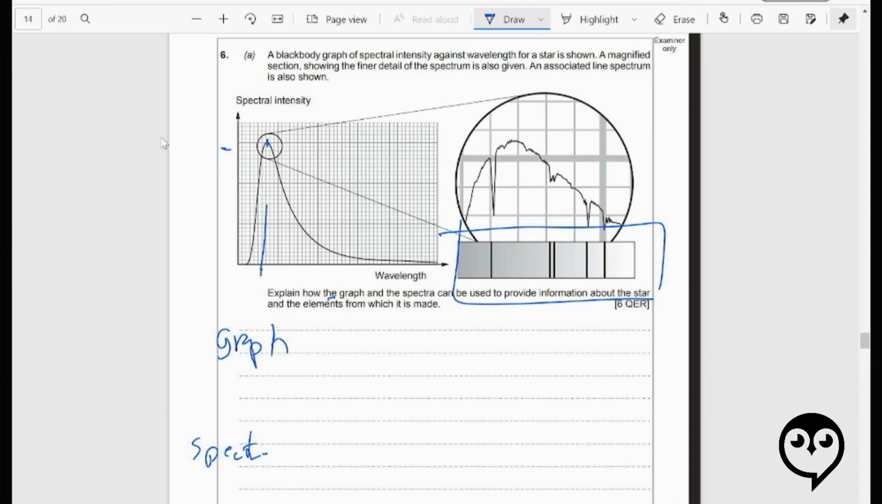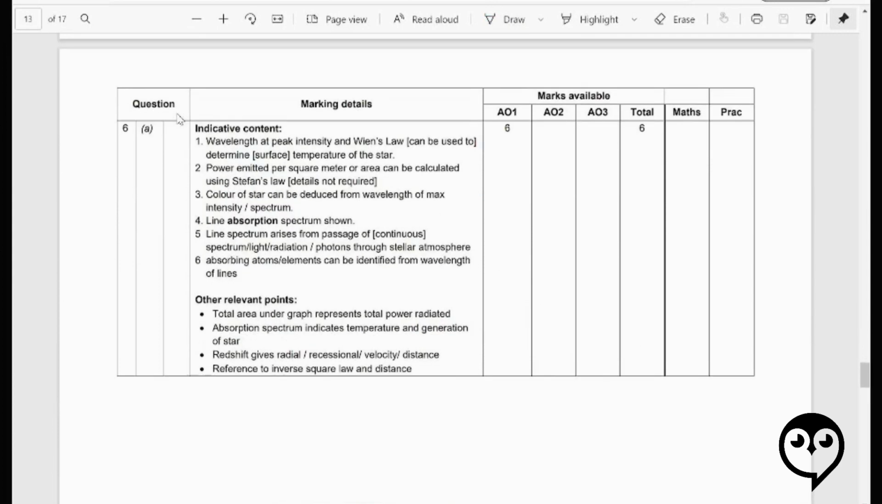Let's see what we've got for 6 marks. I don't know if I've covered it all there. Wavelength at peak intensity, and Wien's law, can find out the surface temperature. Power emitted per square meter can be calculated using Stefan's law. Once we know the temperature, we can use Stefan's law to figure out the power being emitted. As I said, the color of the star can be deduced from the wavelength.